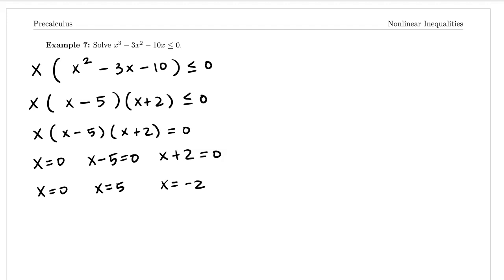Now, previously, I have assumed that you know what the graph of a quadratic looks like, which is a parabola, but maybe you don't know what the graph of a cubic function looks like. So here's my y-axis, here's my x-axis, and I'm going to go ahead and plot my x-intercepts just like we've done previously.